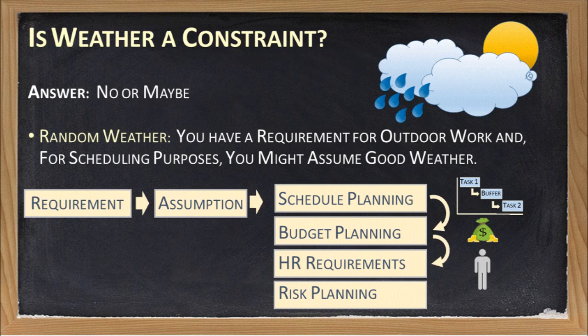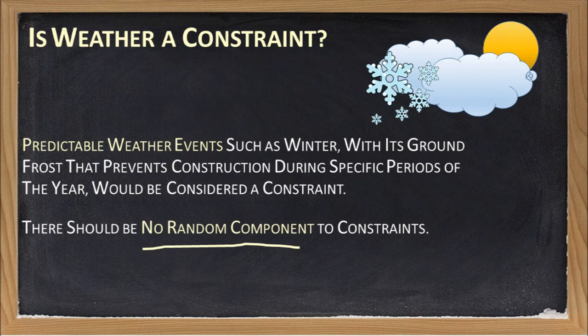The way most students think about weather is that they've made an assumption that the weather will or will not affect their project. Making this assumption allows them to proceed with their schedule, budget, and HR planning. But it opens up the door to a risk that their weather assumption might turn out to be wrong. Therefore, I tend to think that weather, for the most part, can be handled through a combination of an assumption and risk planning. Having said that, it is possible for weather to be treated as a constraint.